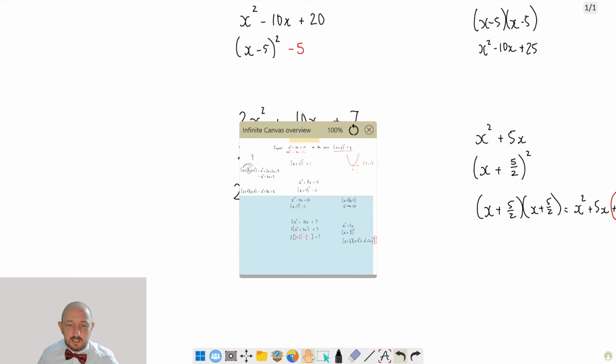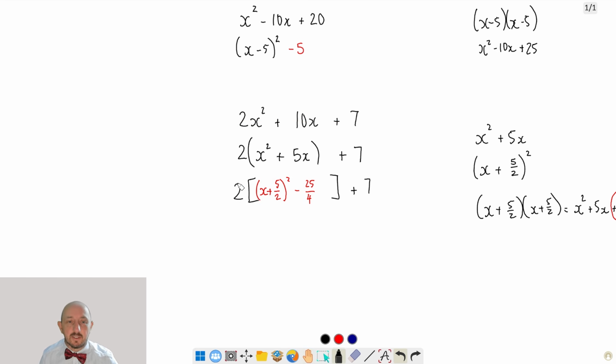And then the final step is to expand these with the 2 in front. So the 2 times x plus 5 over 2 squared. 2 lots of 25 over 4, it's a minus, so that would become 25 over 2. And then we still have this plus 7 here. Okay, we're going to collect these together. 2 times x plus 5 over 2 squared. And then I've got minus 12.5 plus 7 is minus 5.5, so minus 11 over 2, like that.